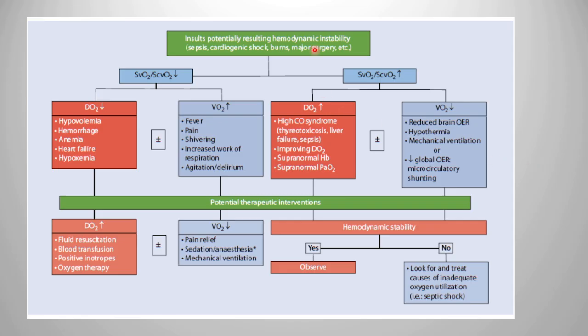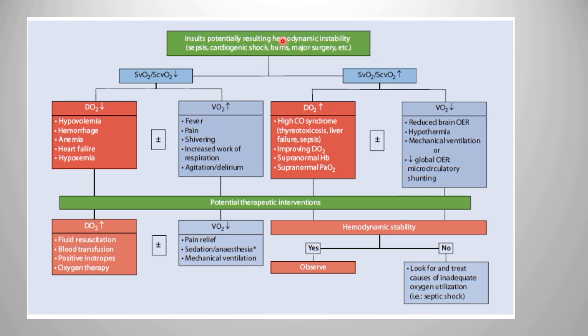So in a case of shock, potential hemodynamic instability, sepsis, cardiogenic, which may be of any etiology, if your ScvO2 is low and clinically your blood pressure is low, cardiac output is low, lactate is high, impaired perfusion clinical markers are also there, your urine output is also less. If your ScvO2 is low, we look at two broad things. Look at whether the delivery of oxygen is less, maybe because of hypovolemia, hemorrhage, anemia, heart failure, hypoxemia, and look at the consumption. Maybe consumption has increased because of, say, a hyperinflammatory state, fever, pain, shivering, increased work of breathing, agitation.